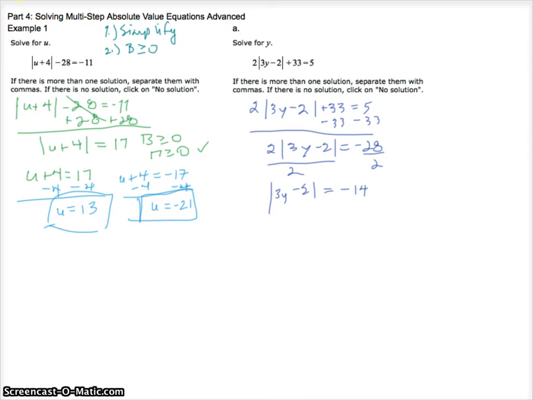I need to check whether or not b is greater than or equal to 0. B is negative 14, so I'll say negative 14 greater than or equal to 0. And that is not greater than or equal to 0. So we don't have a solution here. So we can say nope, no solution.